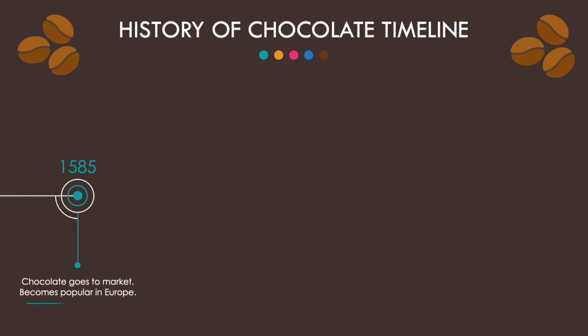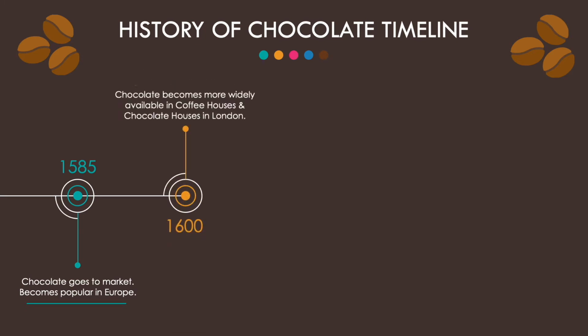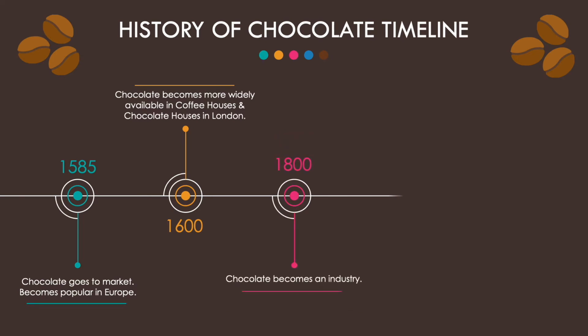1585. Chocolate goes to market, and becomes popular in Europe. 1600. Chocolate becomes more widely available in coffee houses, and chocolate houses in London. 1800. Chocolate becomes an industry. 1828. Chocolate has found a new form, powdered chocolate.